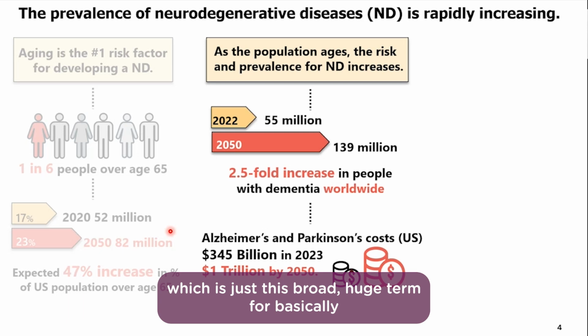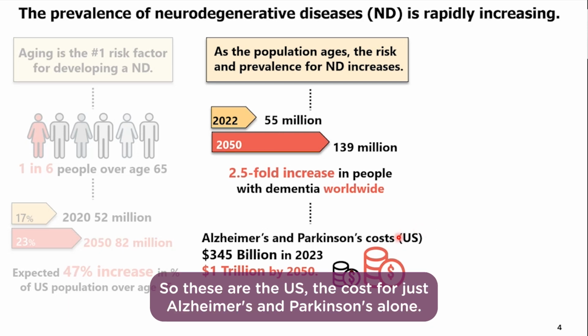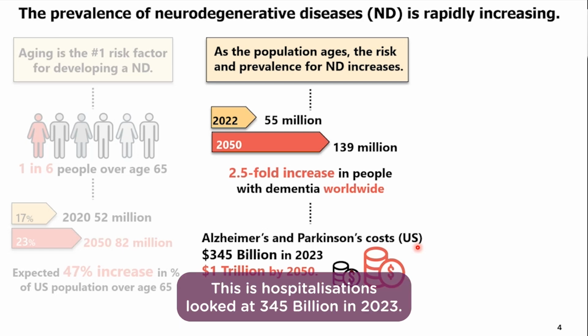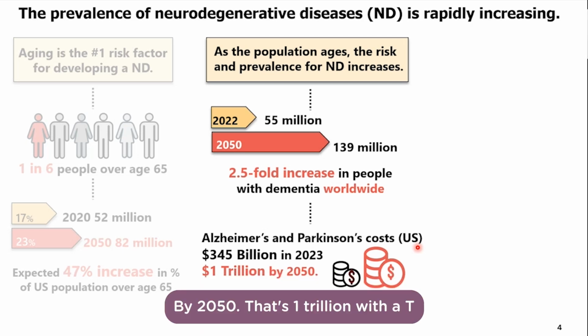When you look at costs, these are the costs for just Alzheimer's and Parkinson's alone, the cost to the US economy. This is Medicare, Medicaid, lost wages for caregivers, and hospitalizations. We looked at 345 billion in 2023. By 2050, that's 1 trillion, with a T. It's a lot of money as well.